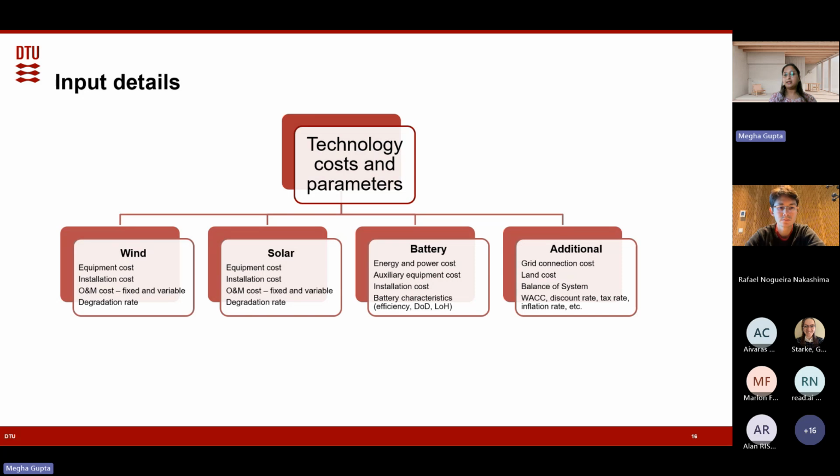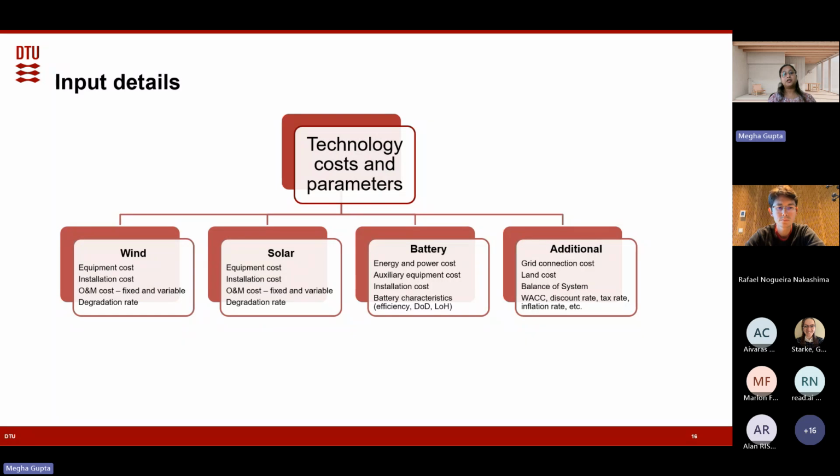And then for the battery, again, we are considering the energy and power cost, and characteristics such as efficiency, depth of discharge, and level of health, so that we can also find out when a battery needs to be replaced and how many battery replacements are required over the whole lifetime.